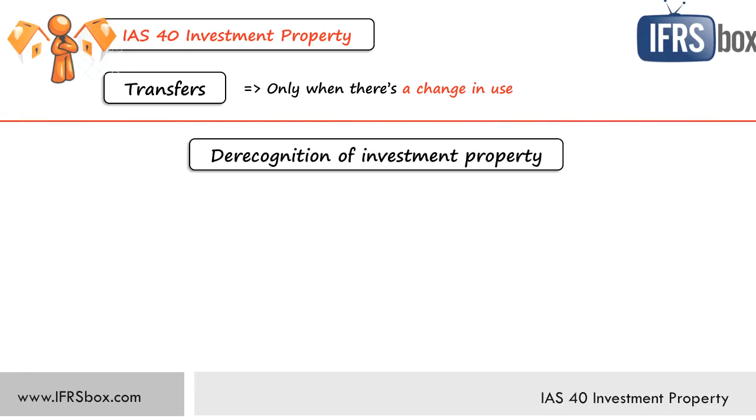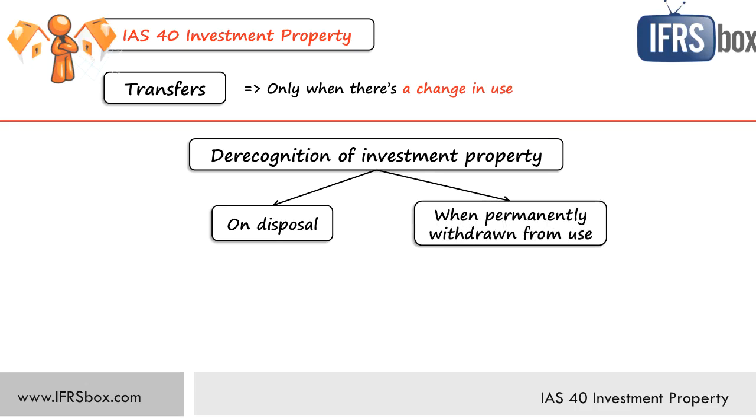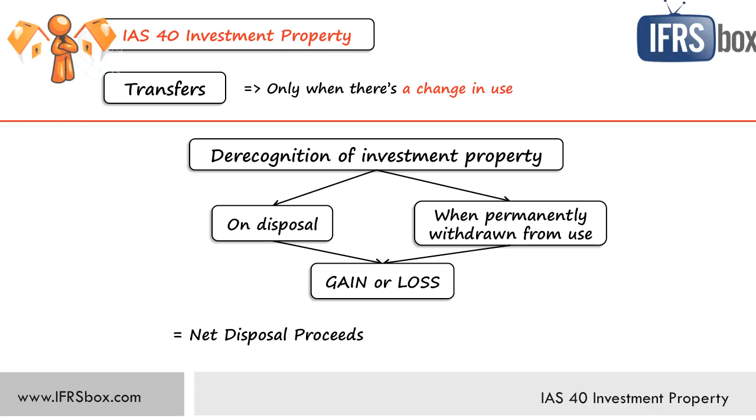Finally, let's explain when investment property needs to be derecognized from the financial statements. It's either on disposal, by sale or entering into a finance lease, or when it's permanently withdrawn from use and the economic benefits are no longer expected. When you derecognize an investment property, then you shall calculate gain or loss as net disposal proceeds less carrying amount, and it shall be recognized in profit or loss.